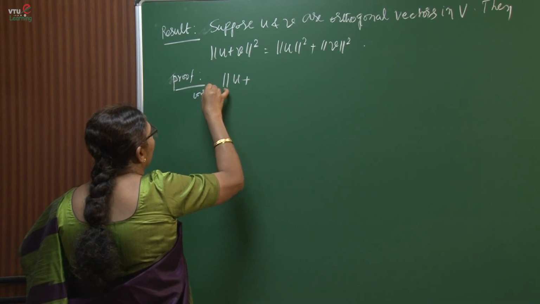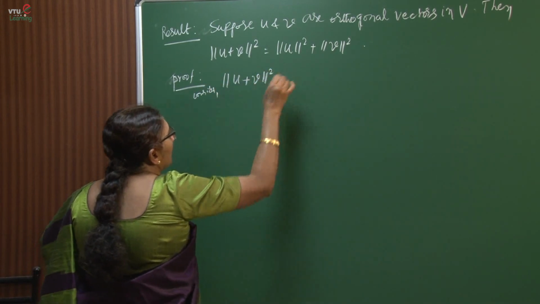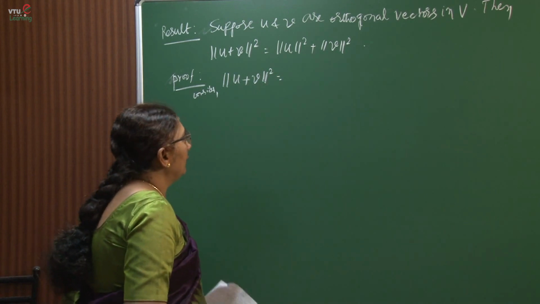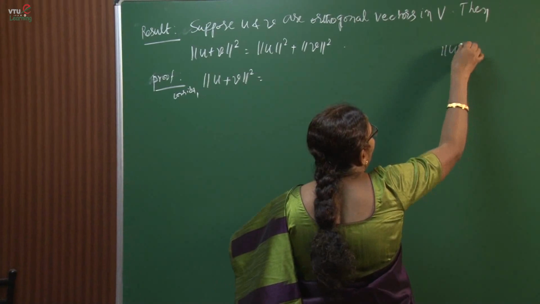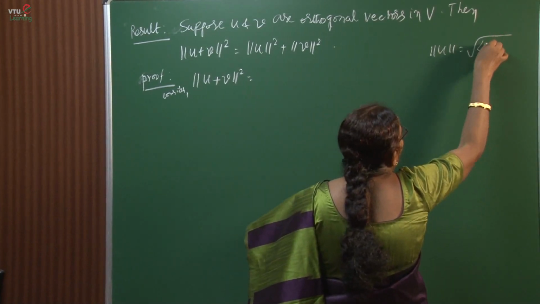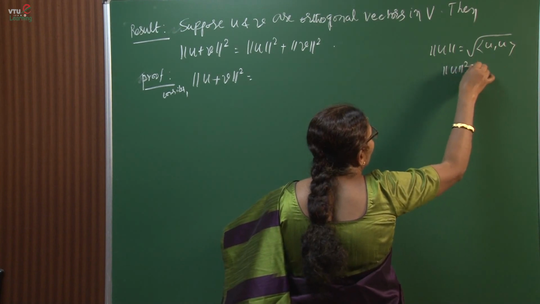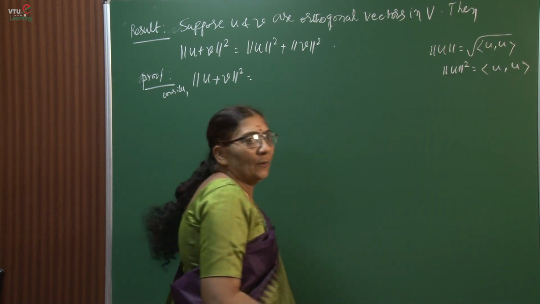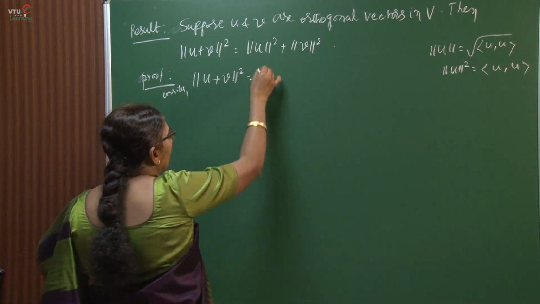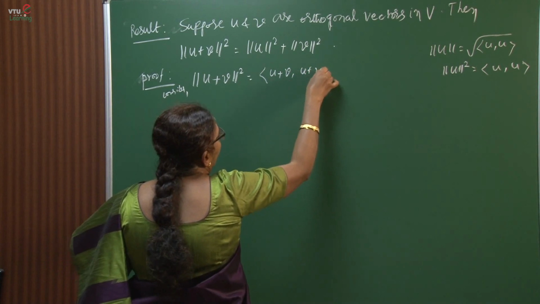Consider the norm of u plus v whole square. You know that the norm of u is nothing but the square root of the inner product of u comma u. So what is the norm of u square? It is just the inner product of u comma u, because you took the square root on the left hand side. Therefore, it is the inner product of u plus v comma u plus v.